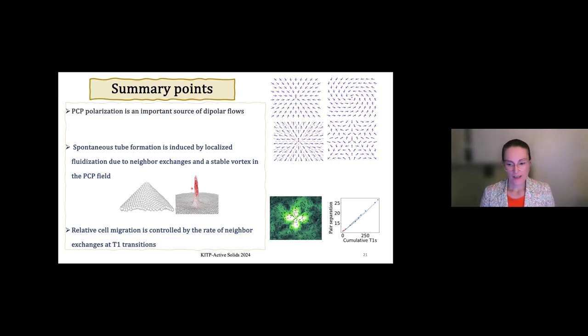So to summarize, I want to highlight the main points. One is that planar cell polarity is also very important, maybe even more important than the rear-front polarity in epithelial tissues. And within this idealized minimal model of interacting polarized cells, we found that the planar cell polarity is a source of dipolar flow, and it has this particular pattern.